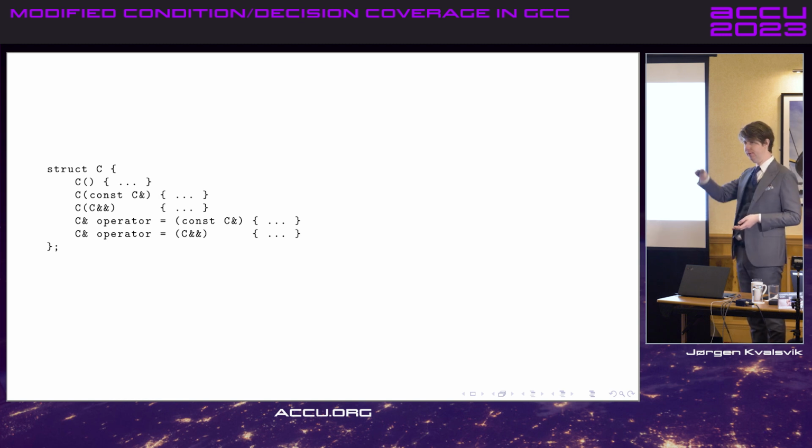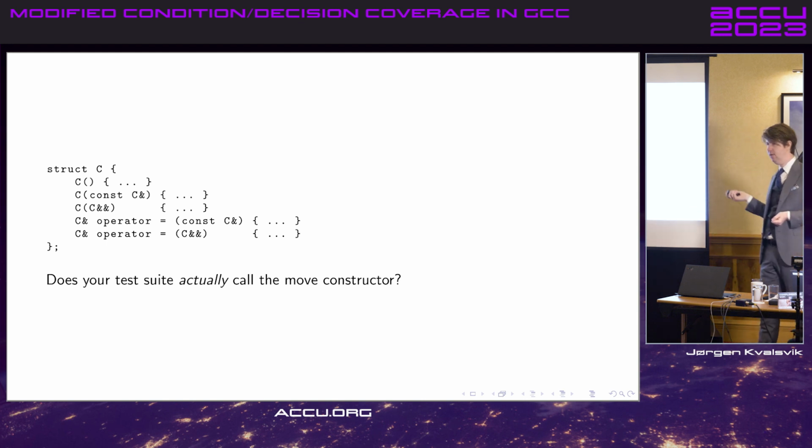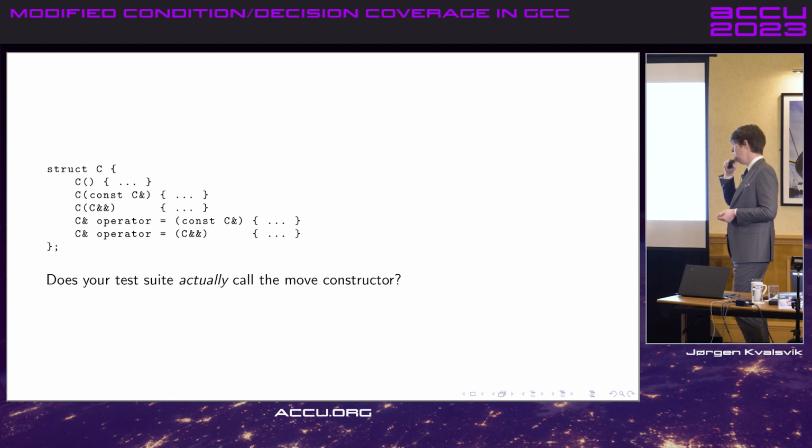And you can have a perfectly fine and wide test suite, but at the end of it, does it actually call the move constructor, or does it fall back to the copy and you can't tell the difference? This can very easily happen. And a good way to detect it, well, it would be coverage, right?